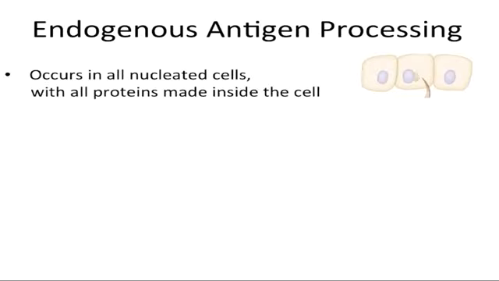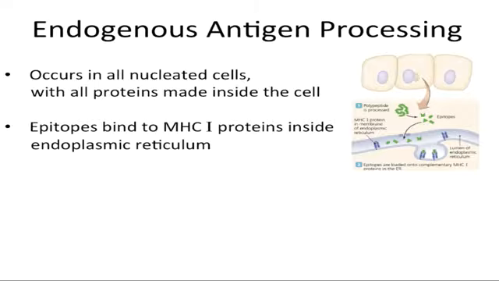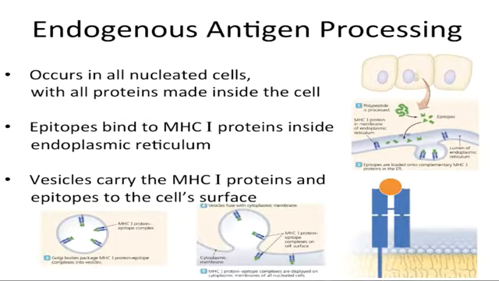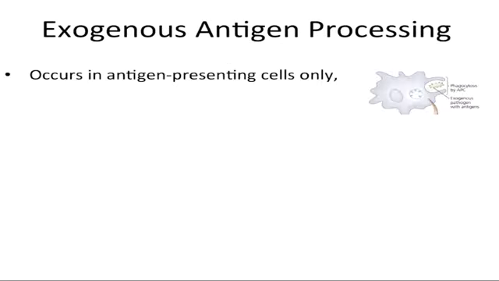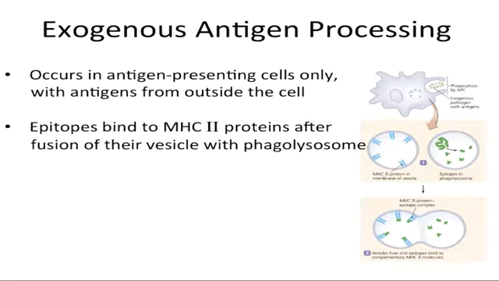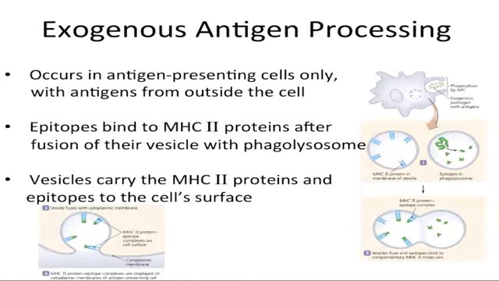Nucleated cells process endogenous antigens. Epitopes are attached to MHC1 proteins inside endoplasmic reticulum, and vesicles carry the MHC1 proteins and epitopes to the cell surface. Only antigen-presenting cells process exogenous antigens. Their epitopes bind to MHC2 when a phagolysosome fuses with an MHC2 vesicle, and these vesicles carry the MHC2 proteins and epitopes to the cell surface.